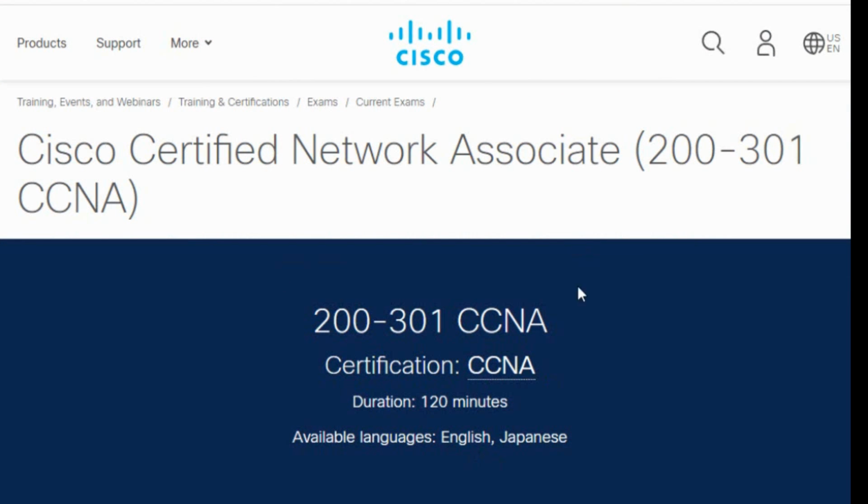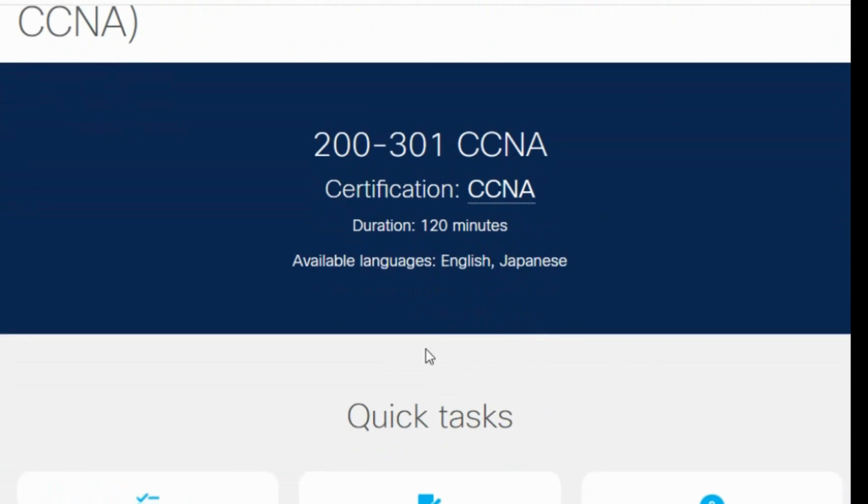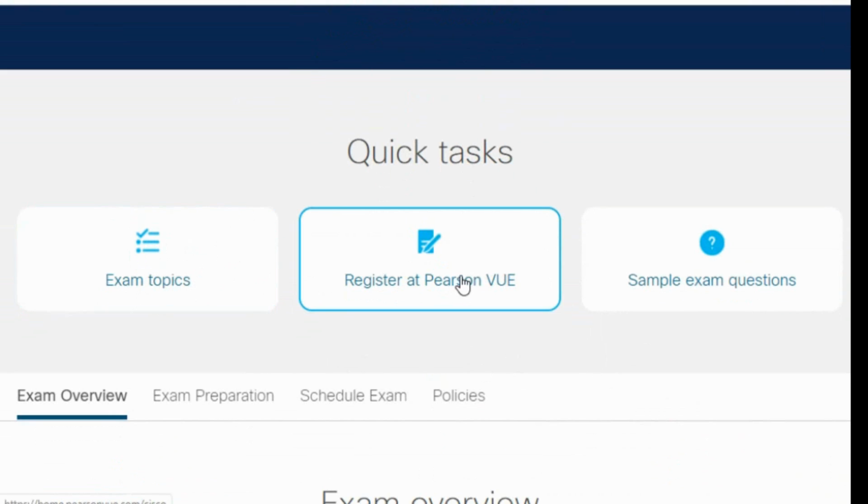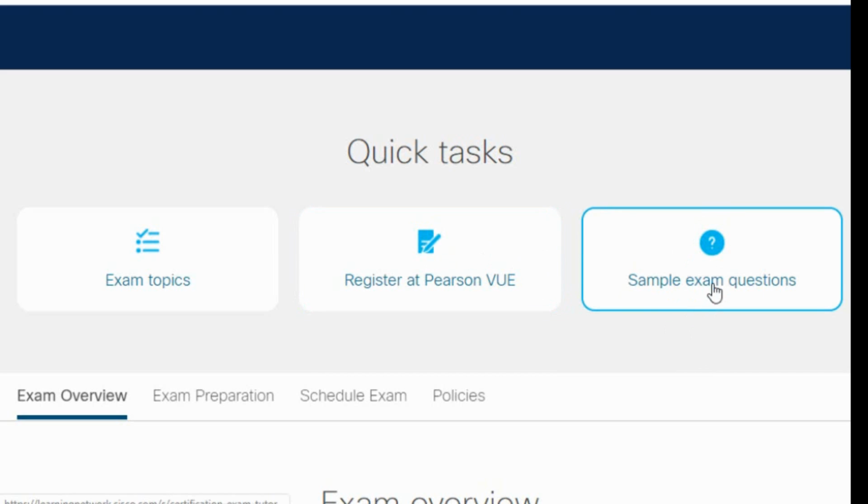Now I'm going to go to the Cisco Certified Network Associate 200-301, the main website. You can go to www.cisco.com, and the page will come up, and right away you can see the pop-up: the duration is 120 minutes, and the available languages are Japanese and English. Over here you can see the exam topics and register with Pearson VUE. If you want to do your exam, you can click it and it will tell you where you can go and sit for the exam, and there is a sample of the exam questions. You can have a little practice over here.